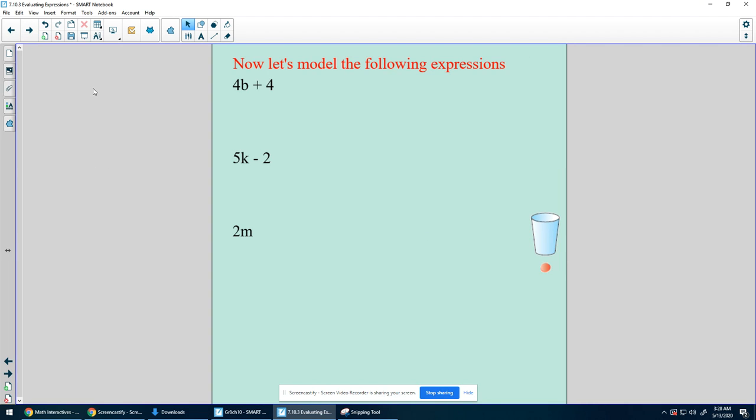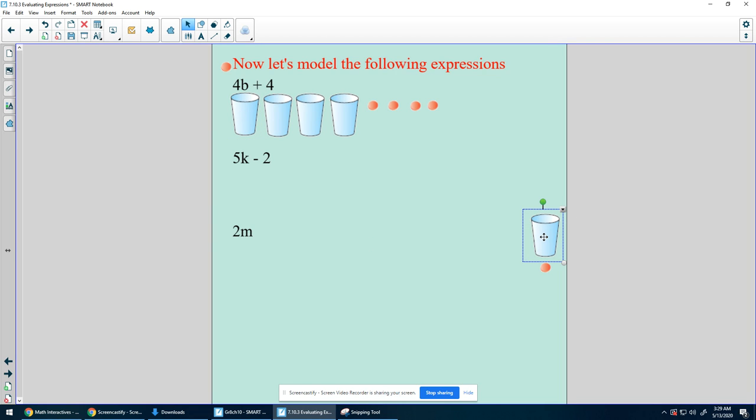All right, now let's model these expressions ourselves. So we have 4B, so that's 4 variables, and we said cups are going to represent variables. So we have 1, 2, 3, 4 cups plus 1, 2, 3, 4.